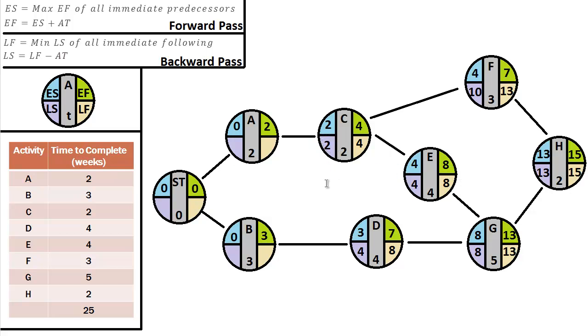Good. Now we're almost home free because we're almost back to our start. So let's go ahead and find our latest finish, or LF, for A. So it's going to be the minimum LS of anything immediately following A. There's only one thing, and that is C. So the LS in C is 2. Therefore, the LF in A will be 2. There we go. And then we'll go ahead and do our subtraction to find our LS in A, and 2 minus 2 is 0.